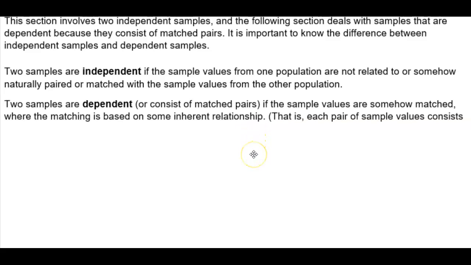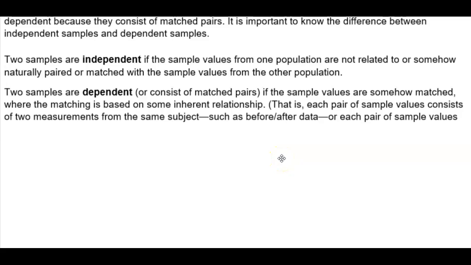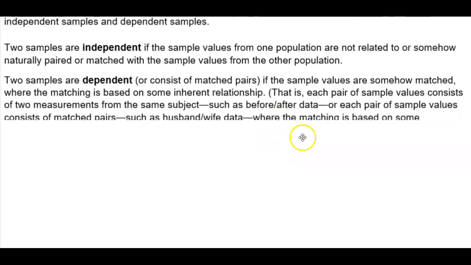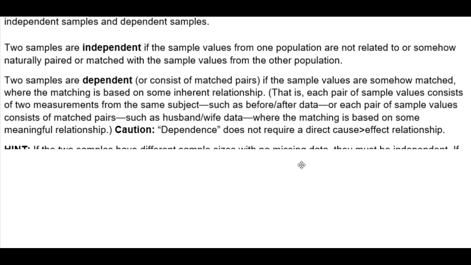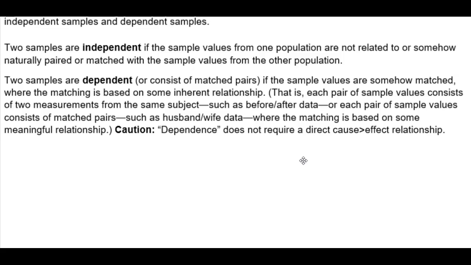Two samples are dependent or consist of matched pairs if the sample values are somehow matched, where the matching is based on some inherent relationship. That is, each pair of sample values consists of two measurements from the same subject, such as before-after data, or each pair of sample values consists of matched pairs, such as husband-wife data, where the matching is based on some meaningful relationship. Now, caution: dependence does not require a direct cause-effect relationship.